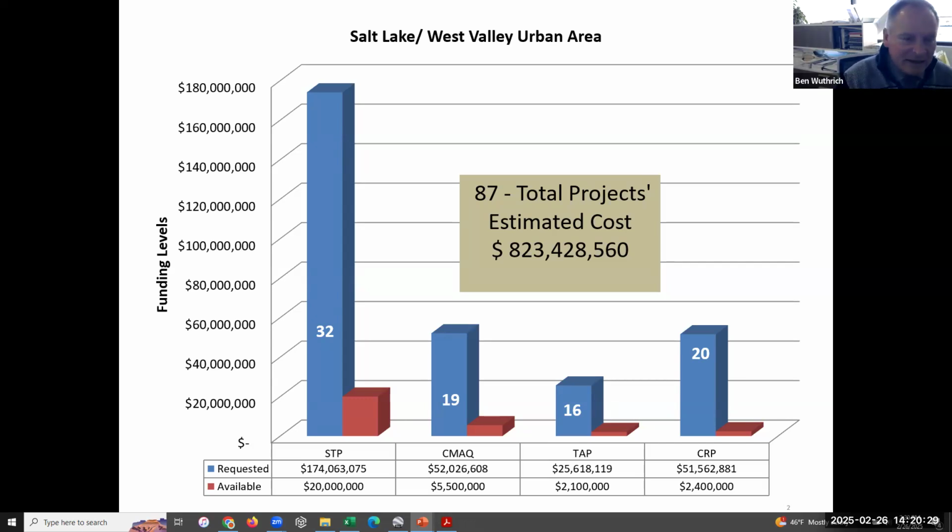So having said that, now we're going to start into the projects, and I'll go through the CMAQ, and then we'll pause if there's any questions. Is that all right? Perfect.